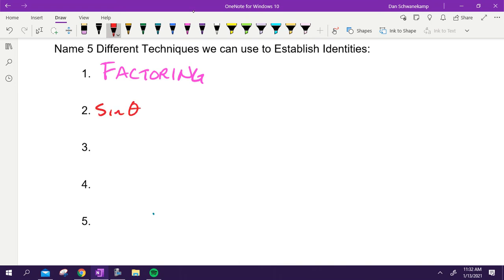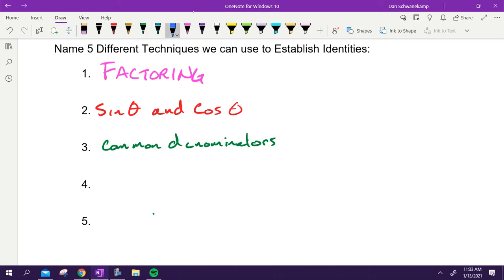Sine and cosine. Rewriting stuff as sine and cosine could help, especially on some easier ones where you're just kind of stuck. If you don't know what else to do, sine and cosine would be pretty helpful. Aaron? Getting common denominators with fractions. If you have 2 things being added or subtracted, 2 fractions, getting common denominators is a key, so we got to make sure we get that correct.